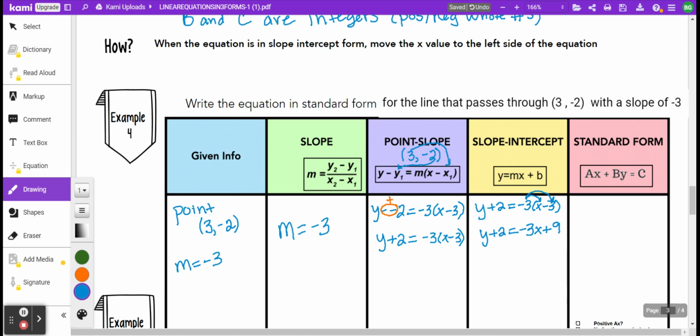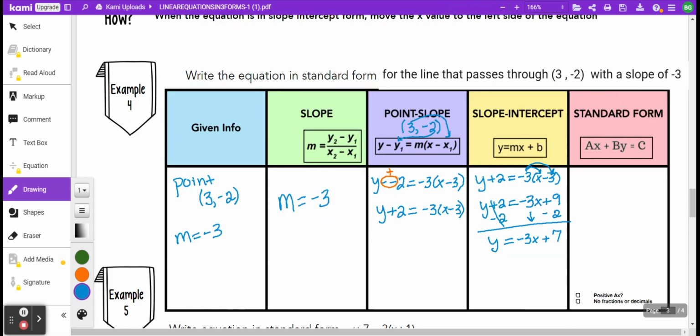We are almost to where we need to be with y by itself. I need to get rid of this plus 2. So the opposite, I need to subtract 2 from both sides. Positive 2 minus 2 is 0, leaving me just my y. Nothing is happening with my negative 3 in my variable. Bring it down. But I have 9 minus 2, which gives me a positive 7. So now I have my slope-intercept form. Y equals negative 3x plus 7.